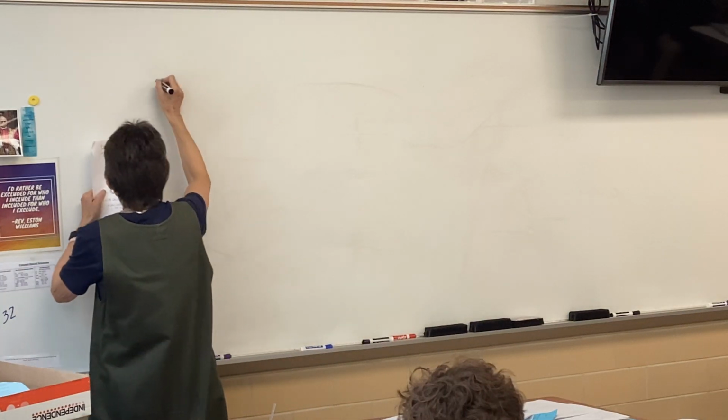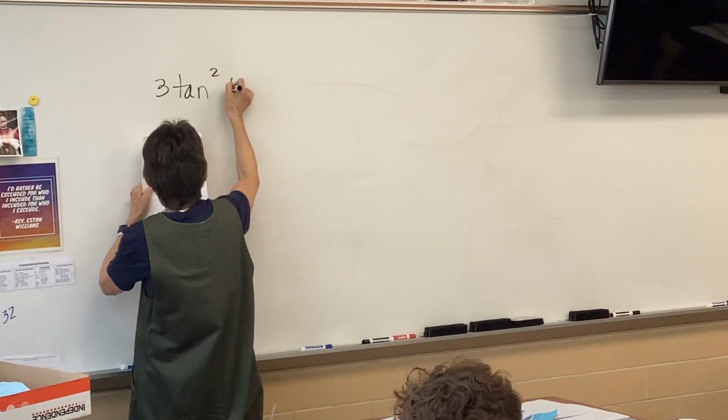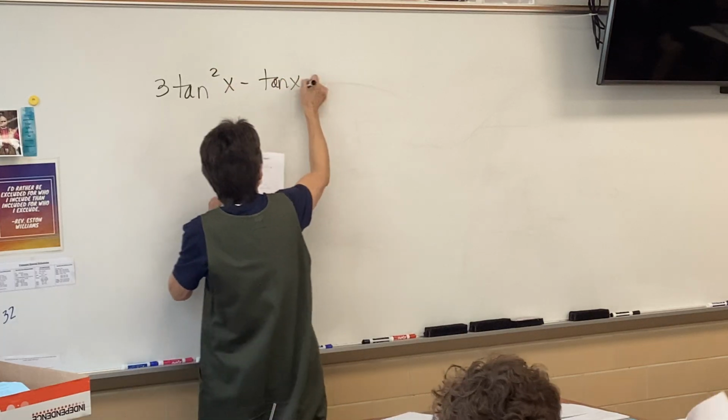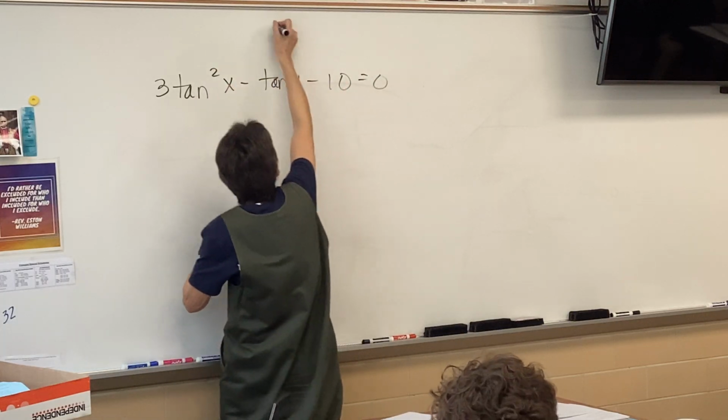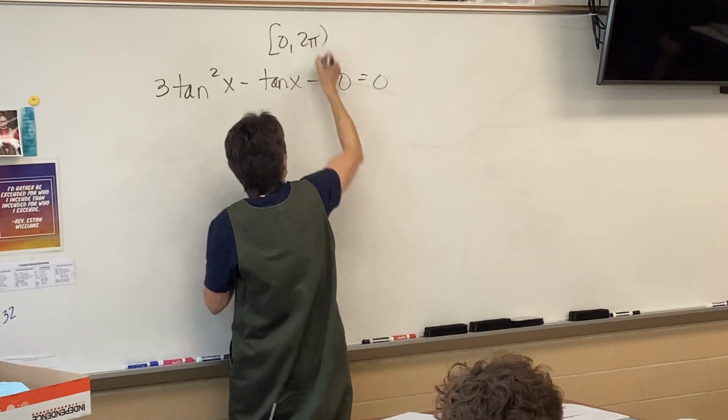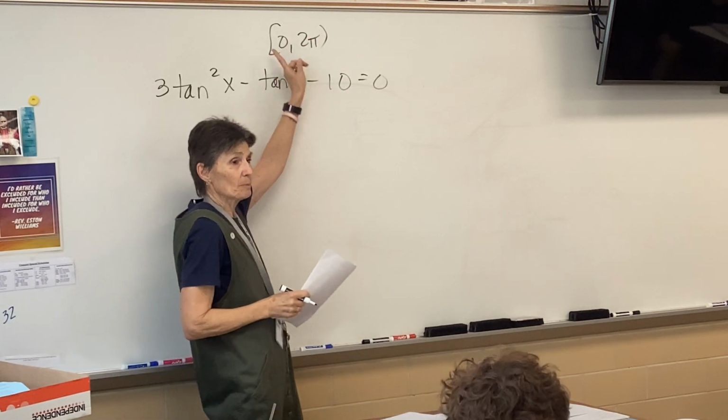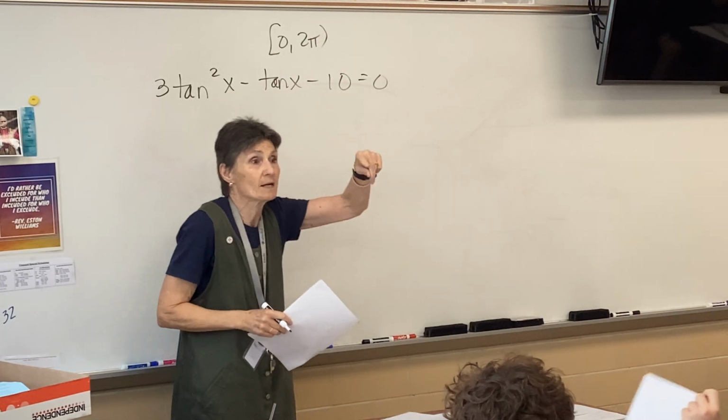All right, so 3 tan squared minus tan minus 10. And remember, this direction right here simply means I don't have to do that plus 2 pi k.